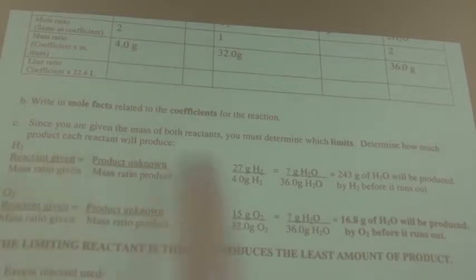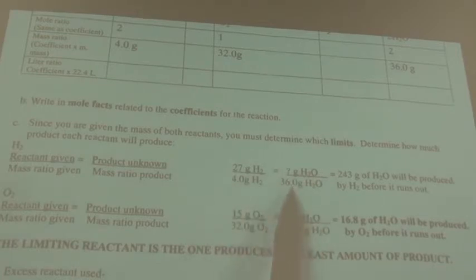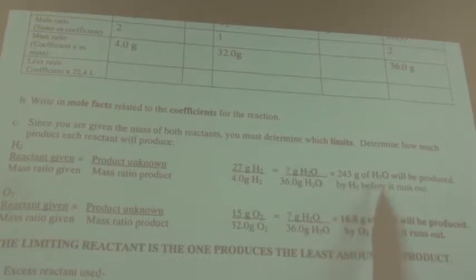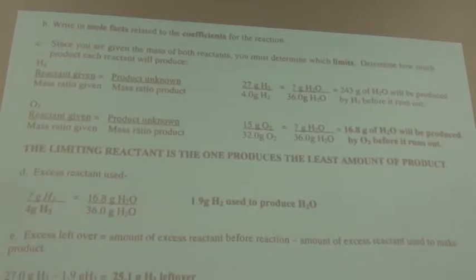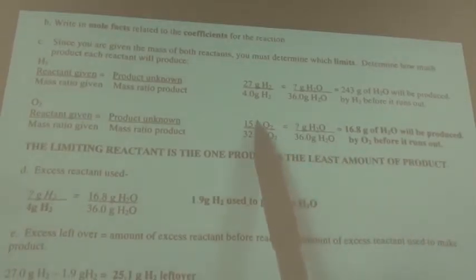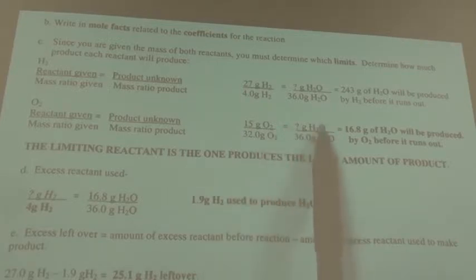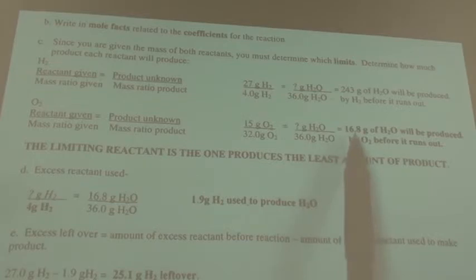I have 27 grams of hydrogen. How much water will that make? Divided by its mass ratios. And I can see that when the hydrogen gives out, 243 grams of water will be produced. Meanwhile, I'll do the same thing with the oxygen. 15 grams of oxygen over its mass ratio equals how many grams of water over its mass ratio? 16.8 grams of water will be produced before the oxygen runs out.